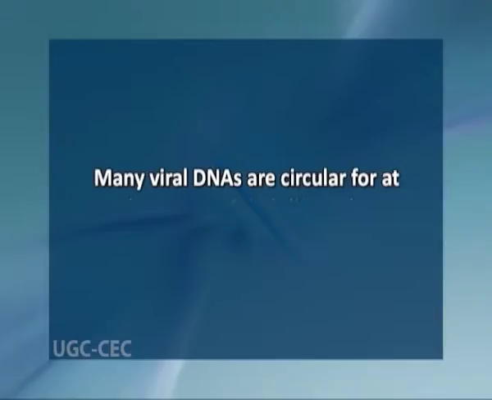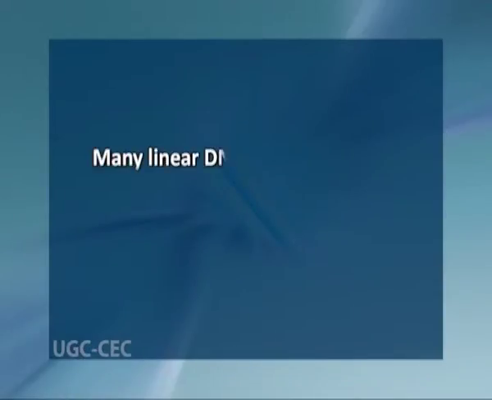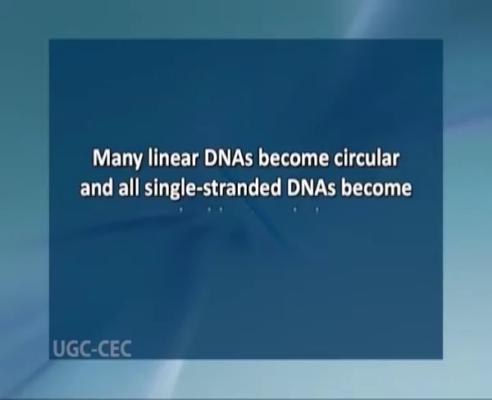The genomes of DNA viruses vary greatly in size. Many viral DNAs are circular for at least part of their life cycle. During viral replication within a host cell, specific types of viral DNA called replicative forms may appear. For example, many linear DNAs become circular and all single-stranded DNAs become double-stranded.